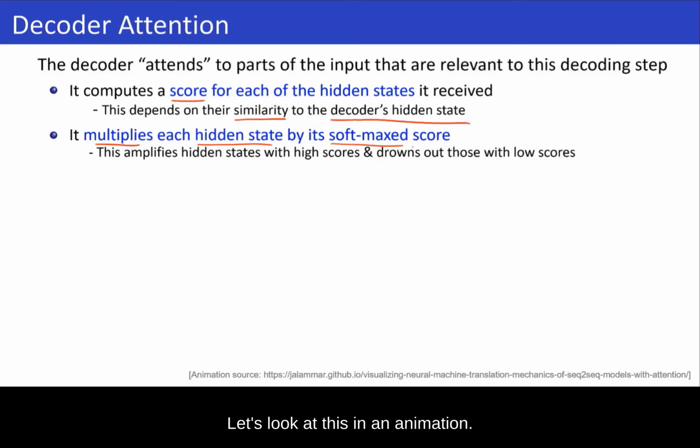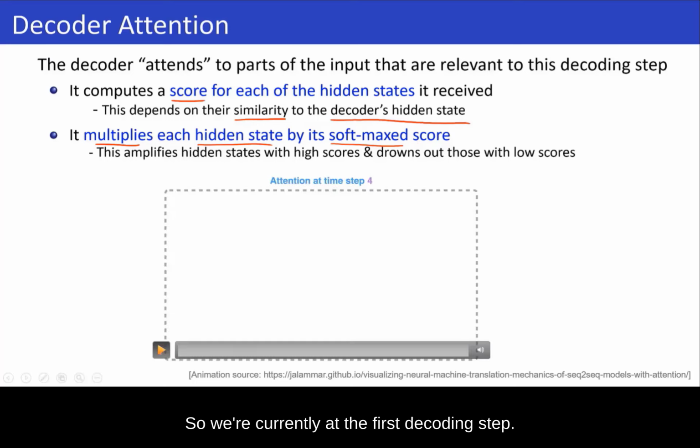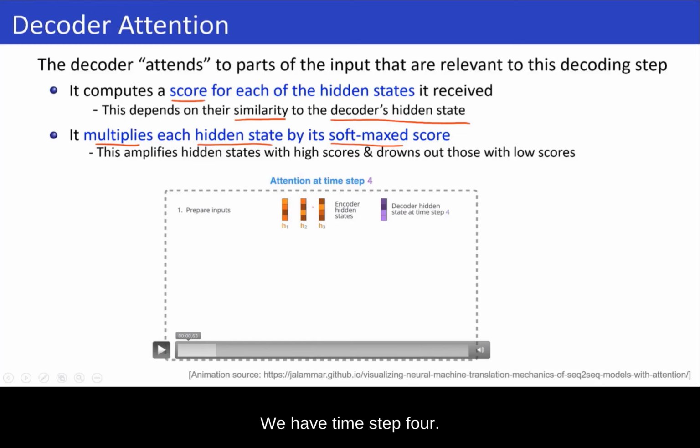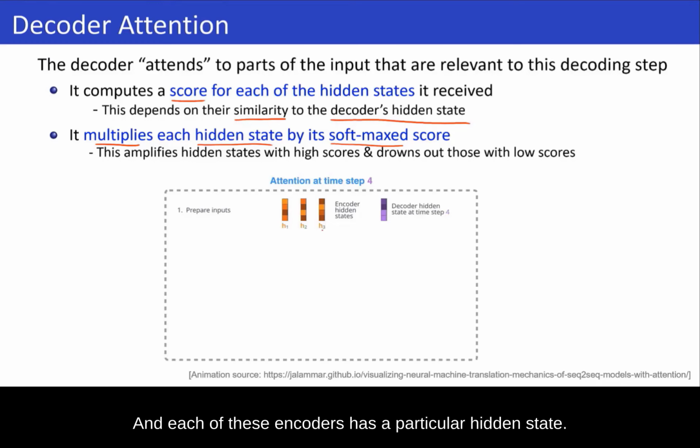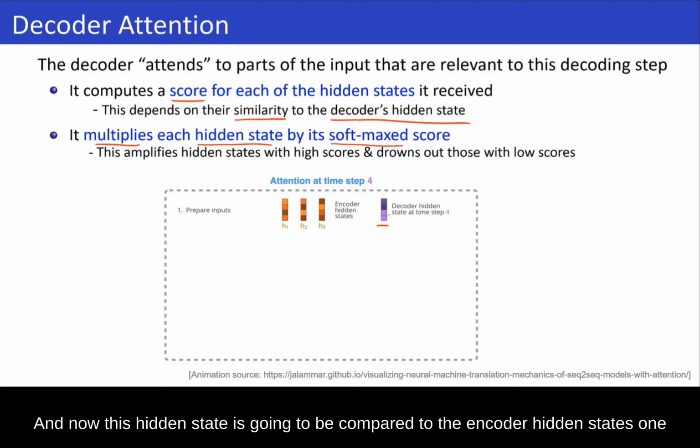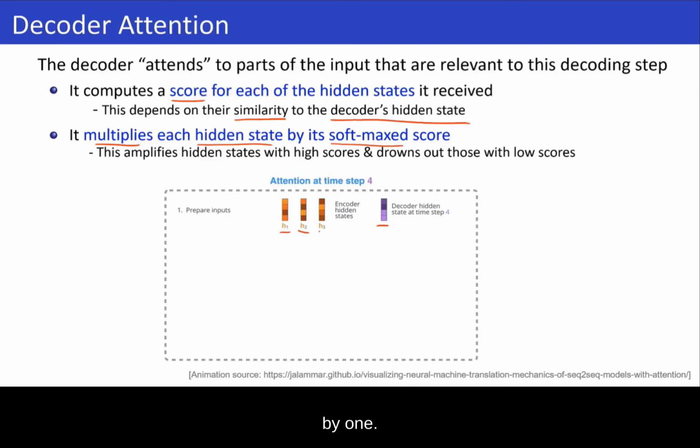Let's look at this in an animation. We're currently at the first decoding step. We have time step 4. We have 3 time steps of the encoder. Each of these encoders has a particular hidden state. And then the decoder has a hidden state that is here. Now this hidden state is going to be compared to the encoder hidden states one by one, and a similarity is going to be computed.